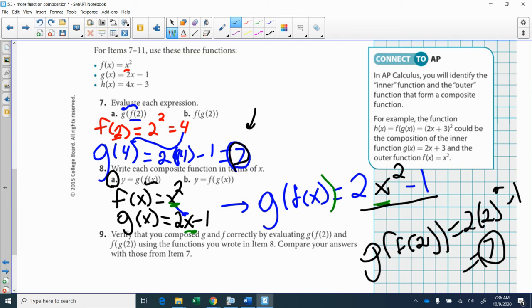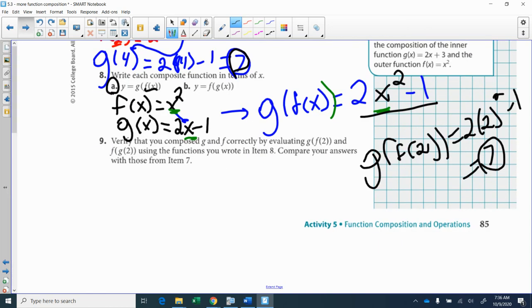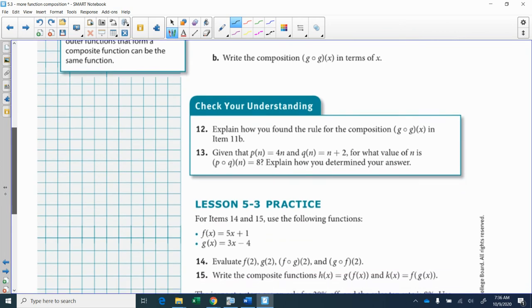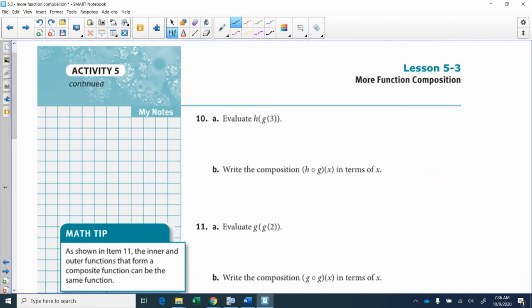And this is kind of the main idea of function composition. I'm going to take an equation and plug it into another equation. Now, we're going to go through the rest of these in class and just talk about them, but that was kind of the basics of the lesson.